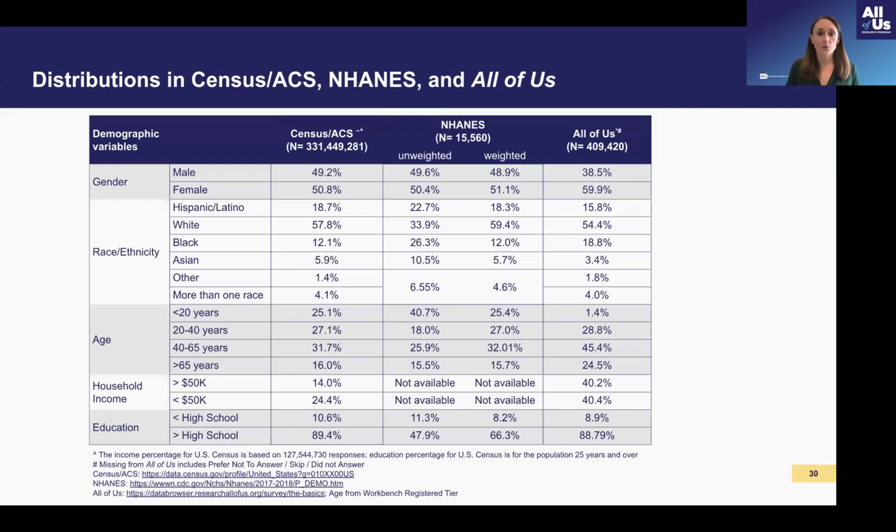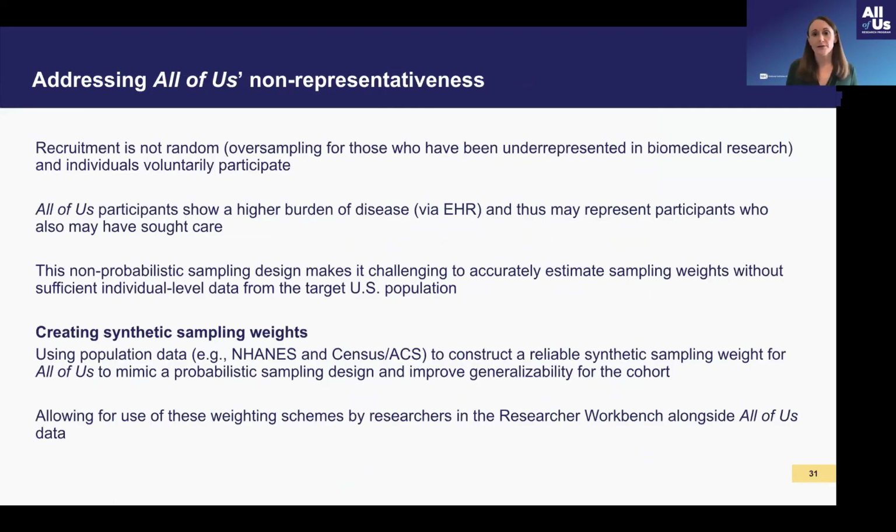I put together here some distributions between the census, NHANES, and then All of Us. I definitely come from a population genetics and epi background, so this is the sort of thing that I love to do. You can see that for All of Us, we definitely have skewed things in our demographic information. And as I mentioned before, that's purposely done. But what we're trying to do is come up with weights and sampling strategies that people can compare to other resources, including NHANES and census.